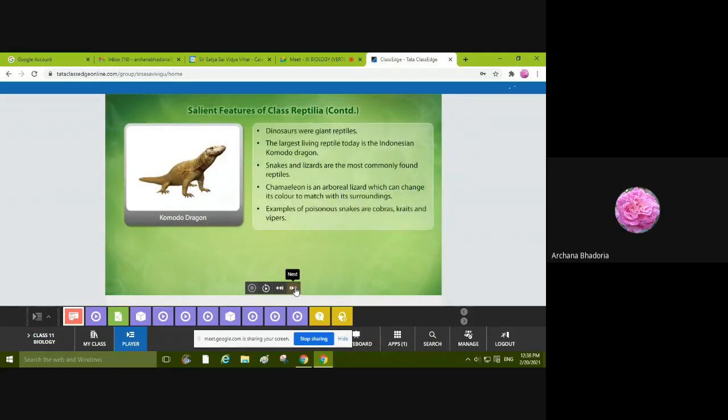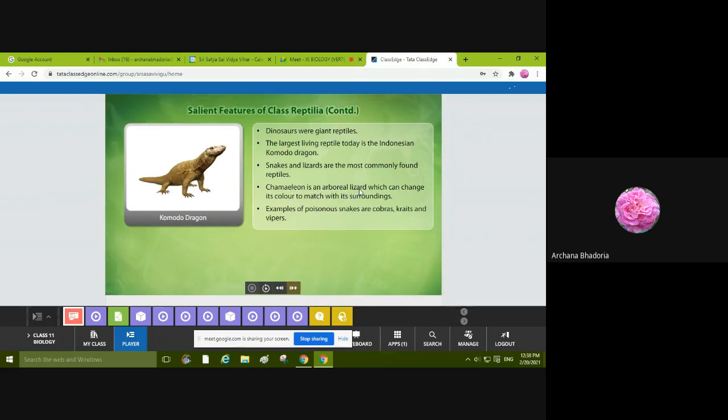So further, in Reptilia, dinosaurs were the giant reptiles. The largest reptile living today is the Indonesian, see here, the picture is given, the dragon. Okay, Komodo dragon is still surviving, and that is considered the largest living reptile today. And snakes, lizards are commonly found, you know. And chameleon is an arboreal lizard.